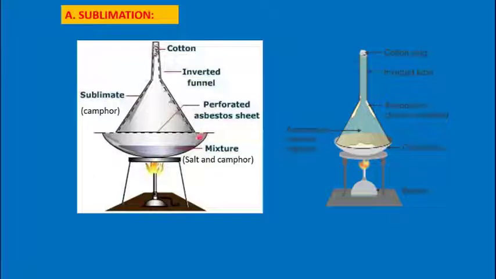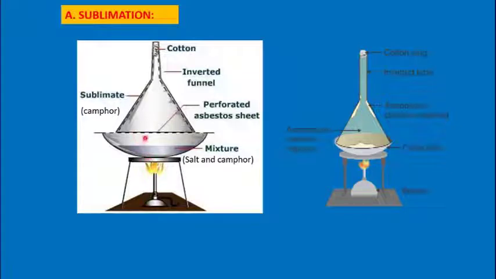Here, this is a china dish, and in this you have to place a mixture of salt and camphor. And then keep an inverted funnel over the china dish. And this is the stem of the funnel. You have to keep a cotton plug over the stem of the funnel so that the sublimable substance should not escape through the funnel. After that, heat the mixture slowly.